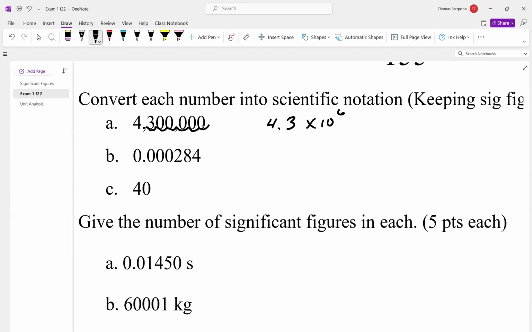So when we move the decimal point to the left, that's a positive direction in terms of the exponent, positive 6. When we move the decimal point to the right, it's a negative direction in terms of the exponent. So this is going to be 1, 2, 3, 4.